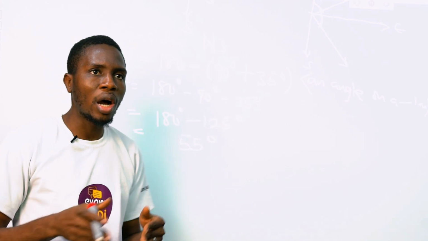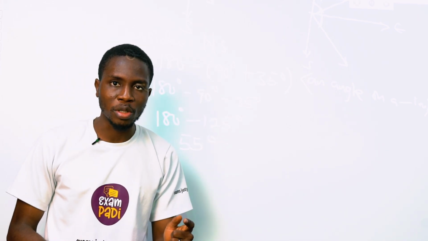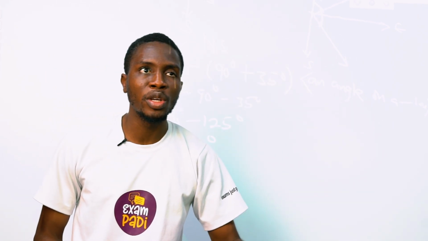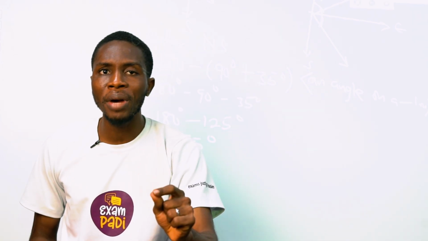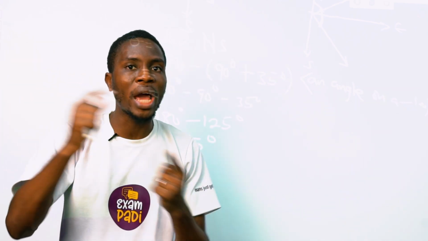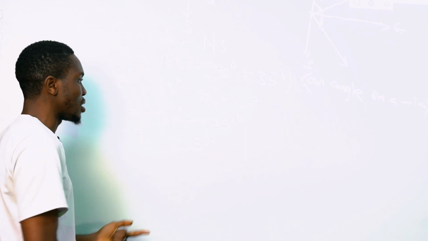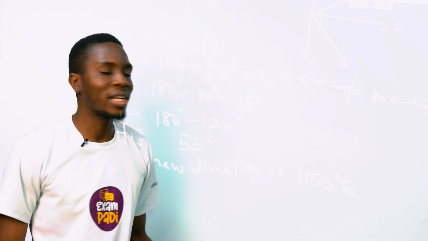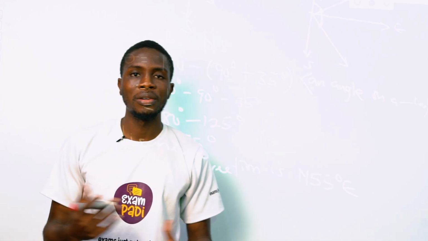Now, what cardinal point are we using? That is the question. Are we using the same southeast? We cannot use the same southeast because we have to find his new direction. And remember that he already went anti-clockwise, which means he has changed direction from southeast to another direction. So the new direction is now northeast, not southeast. So we can say his new direction is 55-degree northeast. So that is the answer for this particular question.